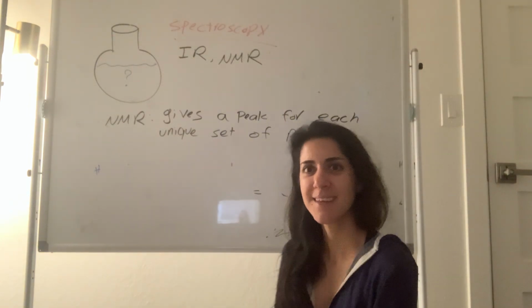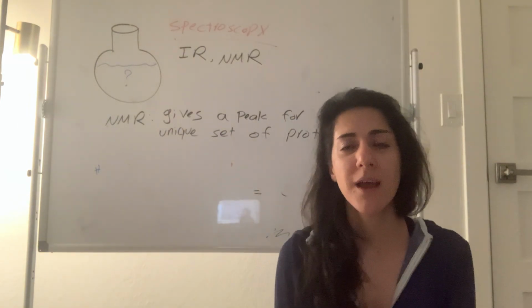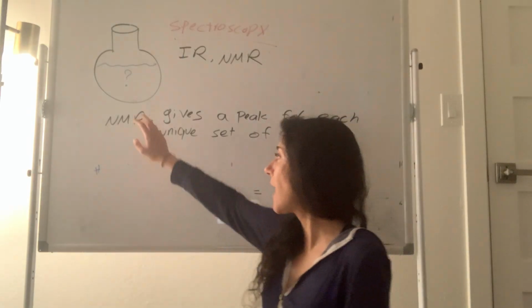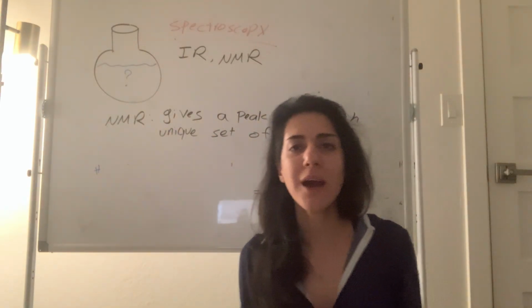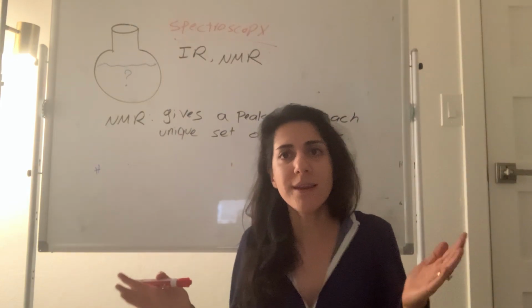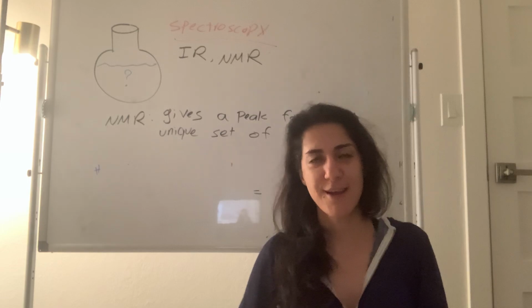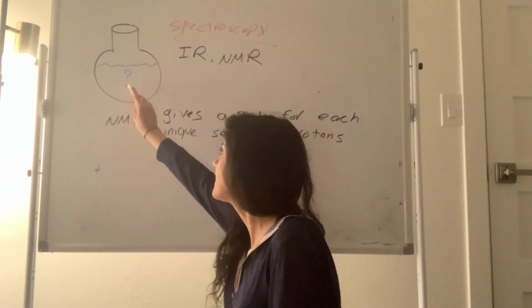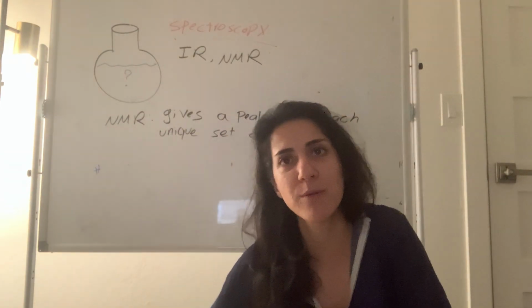Hi class. Alright, I have a question for you. Let's say you have a round bottom flask and you have a solution inside your round bottom flask and you have no idea what is inside your flask. How would you figure out what this solution is?